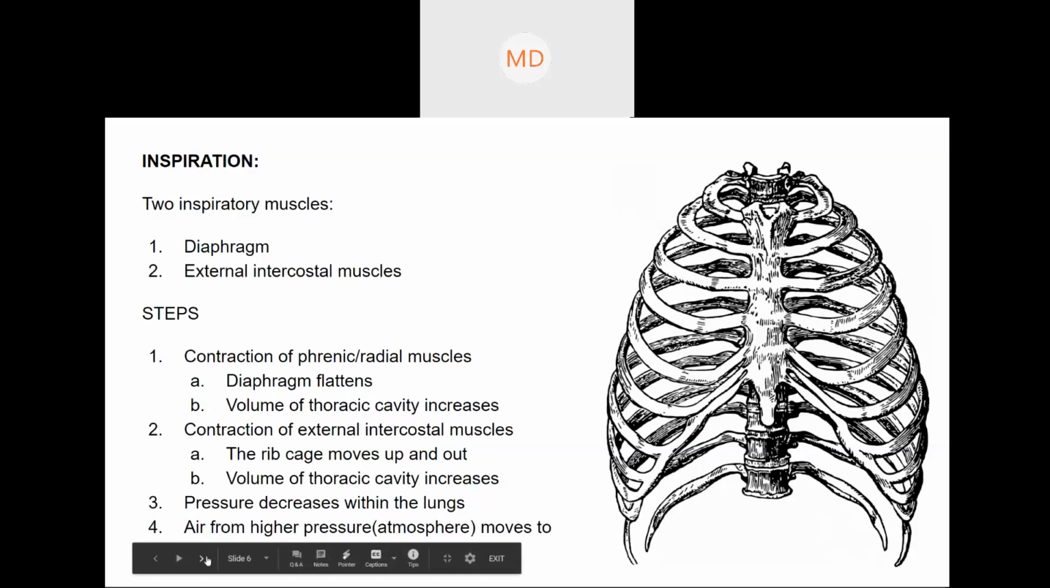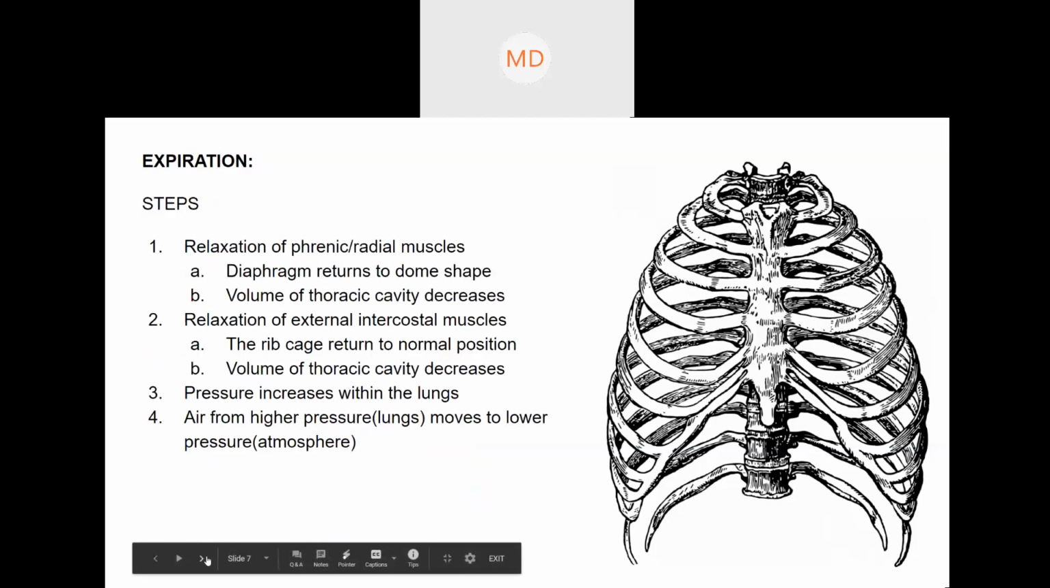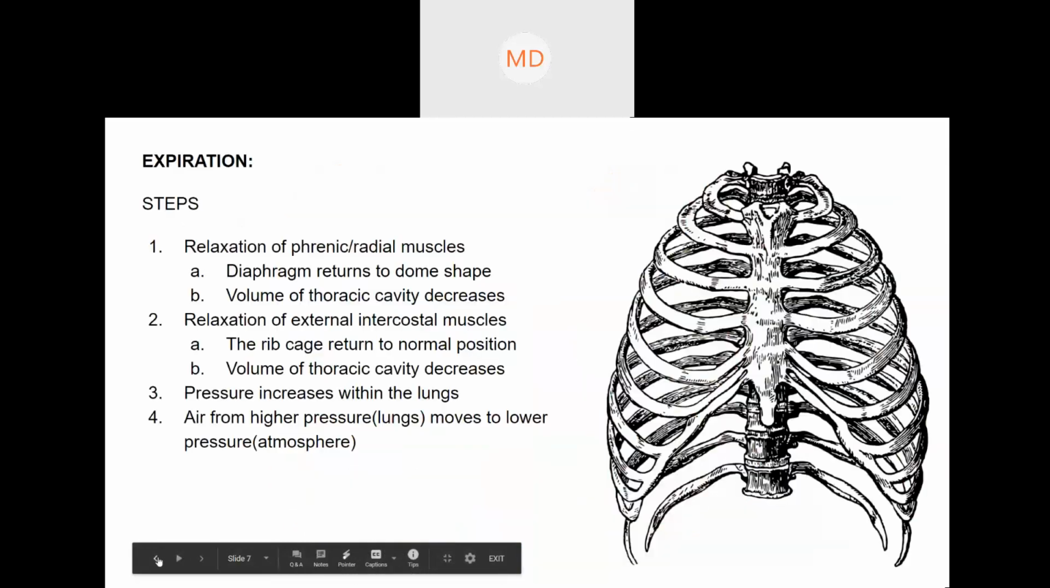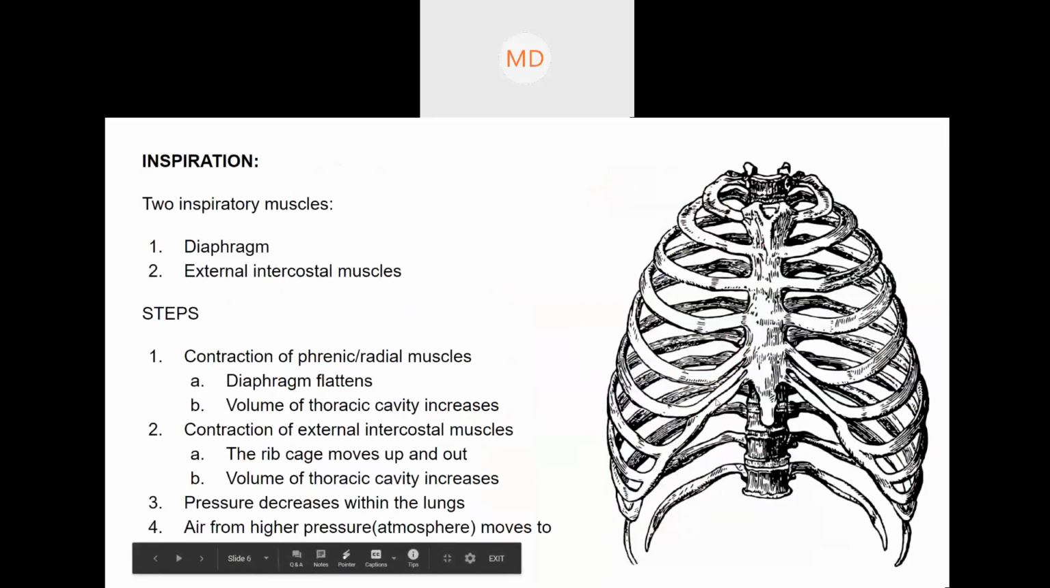I'll show one more diagram. See, the diaphragm is there, this one. The diaphragm is connected to these ribs by the phrenic muscles, and in between these ribs, this is the external intercostal muscles. So this is the overall structure of the rib cage and inside everything.